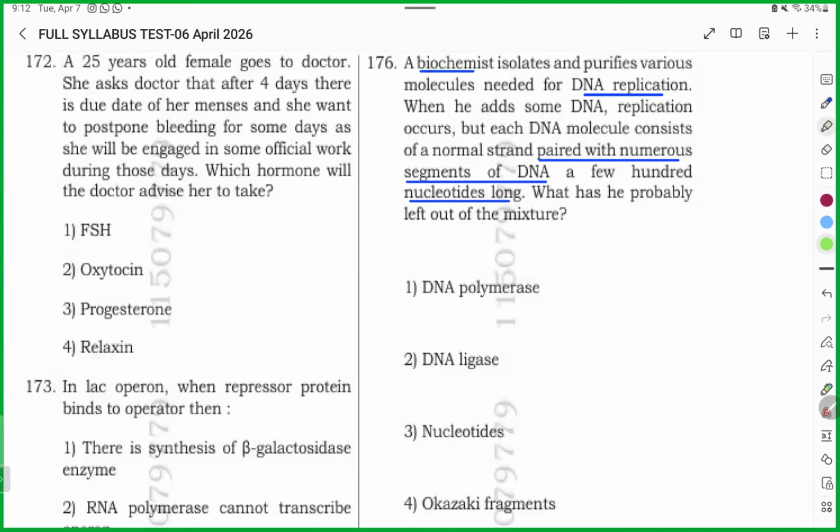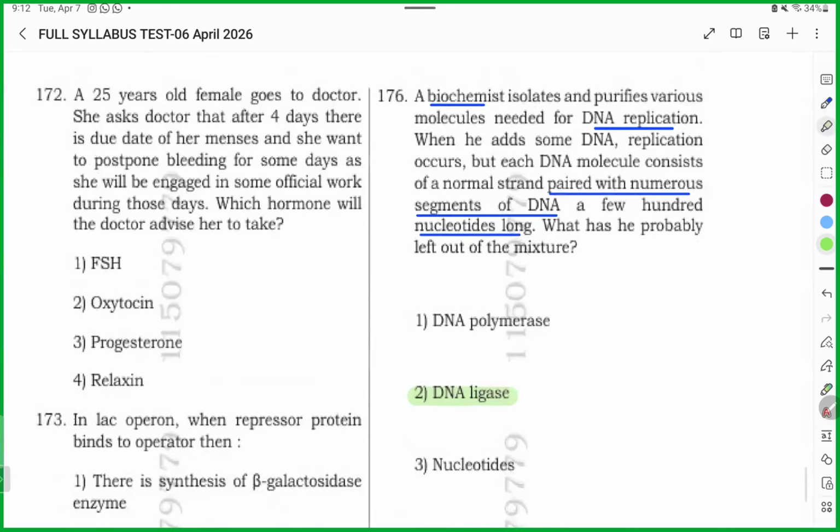The answer to this question is DNA ligase. Why? Because I marked this correctly, so that's why I can explain it to you. Not because I know from the answer key, but logically, if there are extra DNA segments, it means there were many DNA fragments like this, and these DNA fragments are joined with the help of DNA ligase. So there is extra length. Correct? As simple as that.